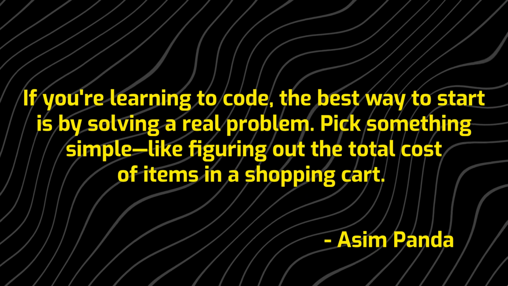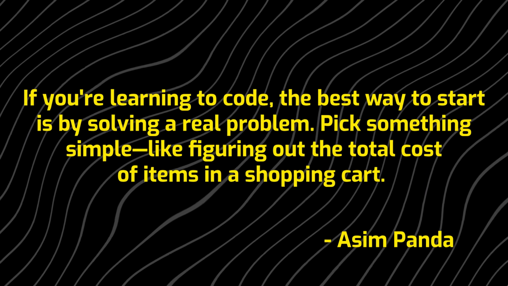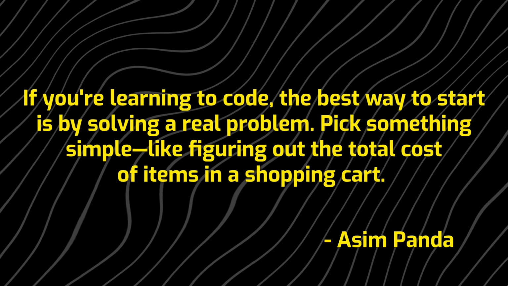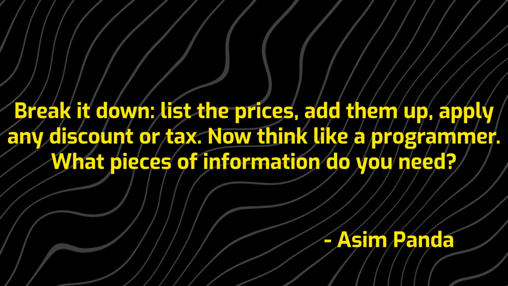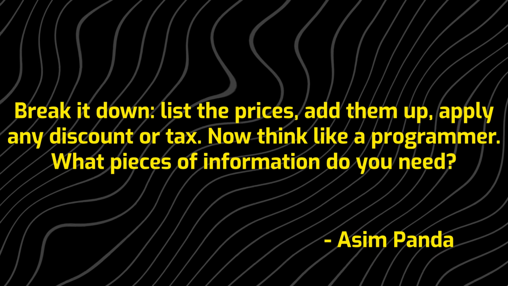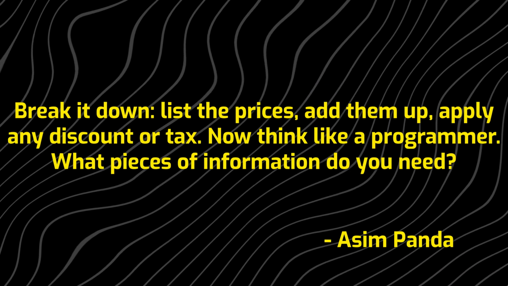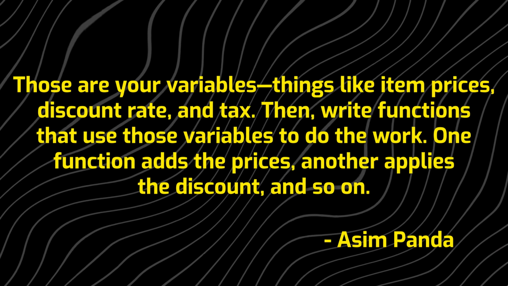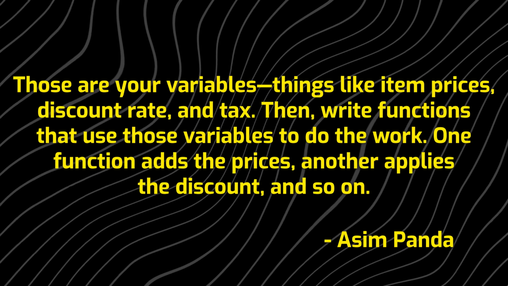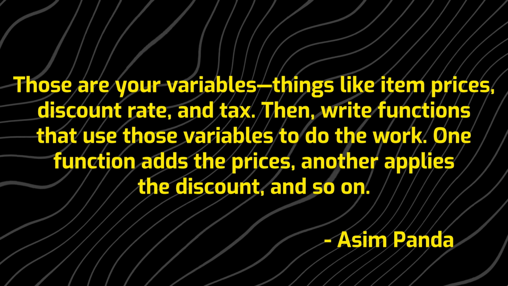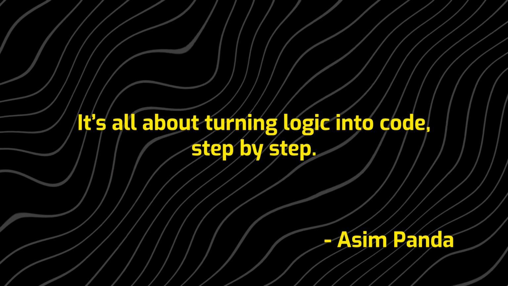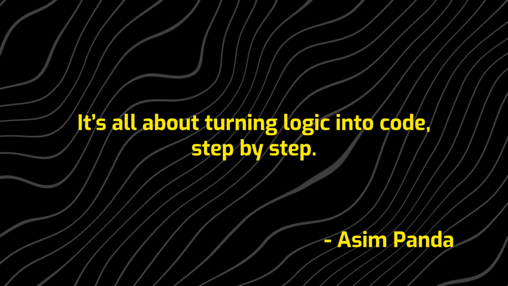Quite a few of your top tips focused on the power of solving real world problems. Asim Panda said, if you're learning to code, the best way to start is by solving a real problem. Pick something simple like figuring out the total cost of items in a shopping cart. Break it down, list the prices, add them up, apply any discount or tax. Now think like a programmer. What pieces of information do you need? Those are your variables, things like item prices, discount rate and tax. Then write functions that use those variables to do the work. One function adds the prices, another applies the discount, and so on. It's all about turning logic into code, step by step.